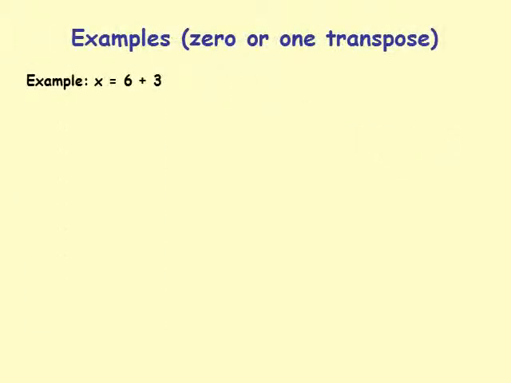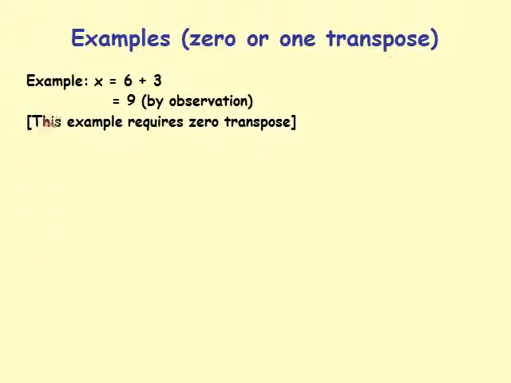Let's do some examples here. x equals 6 plus 3, no transpose required. Everything that's constant is on the right side. 6 plus 3 on the right is 9, so x is 9, which we solved by observation. This example requires 0 transpose. We did not have to transpose anything across the equal sign.